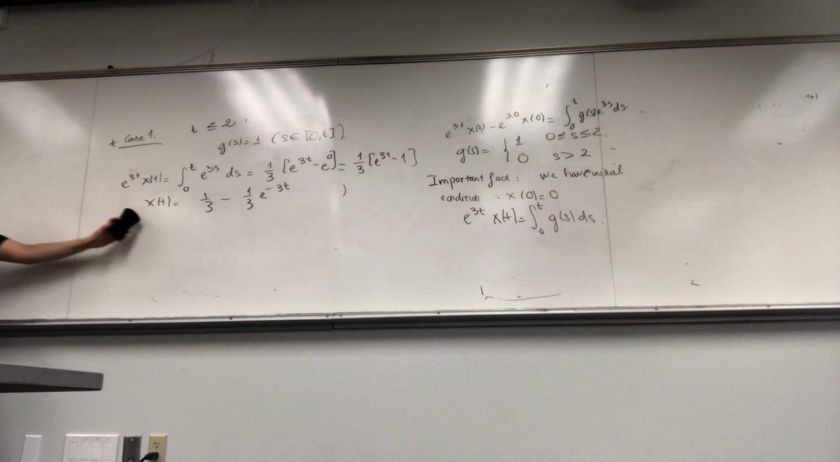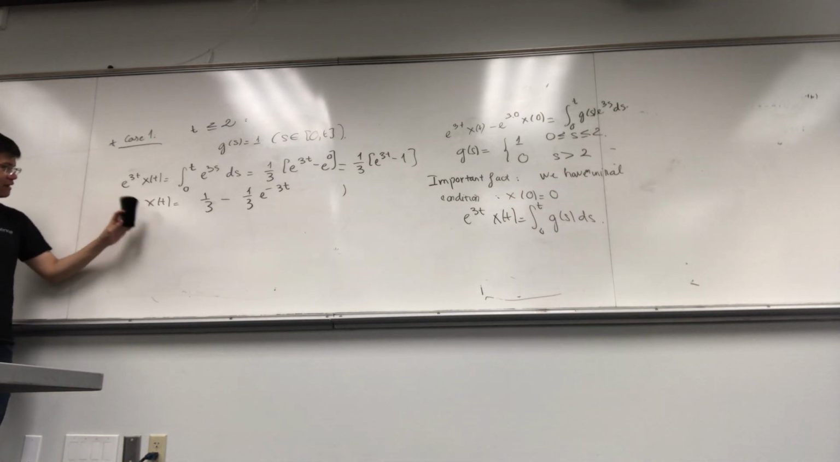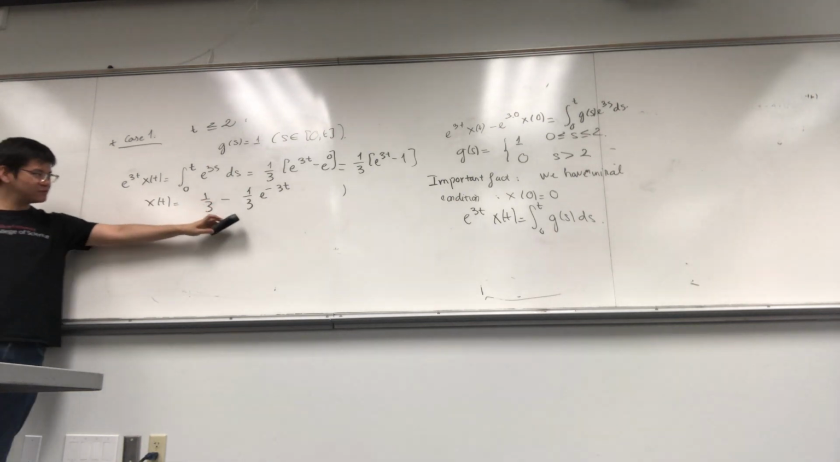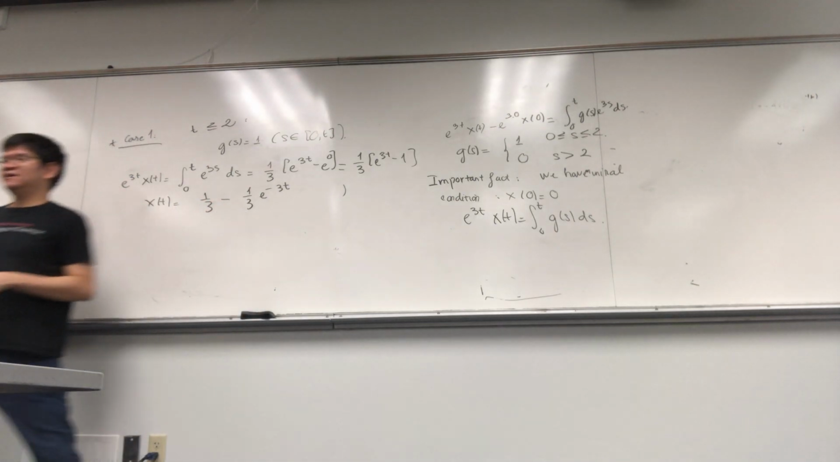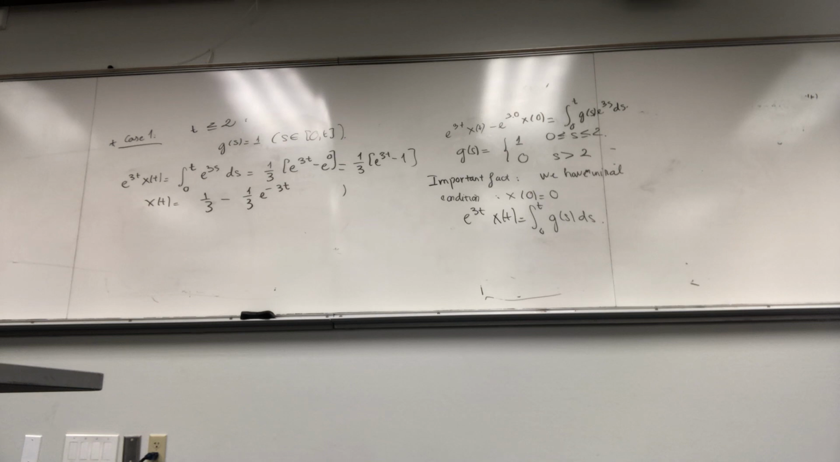So I'm going to divide both sides by e to the 3t. So I have x(t) is 1/3 minus 1/3 e to the power minus 3t. Questions? It's okay.